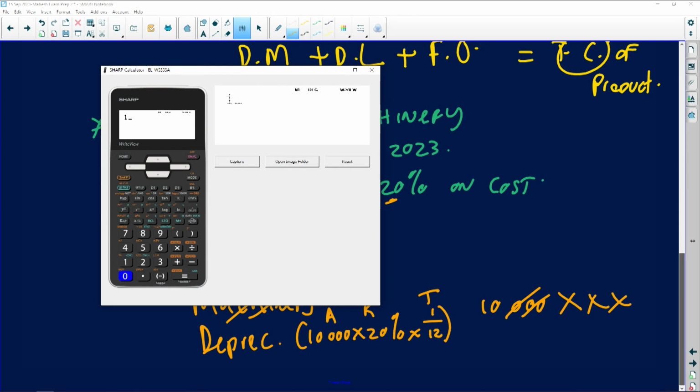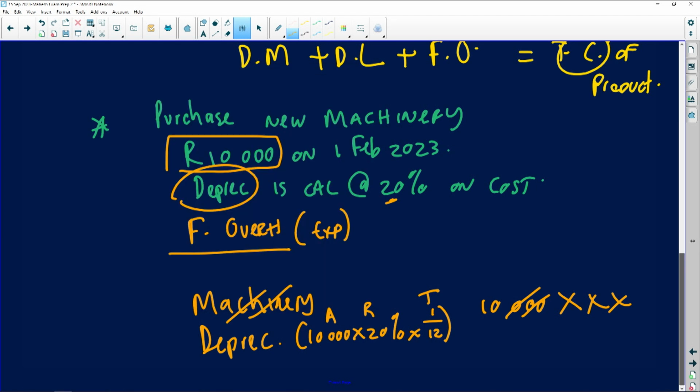Okay, so I've got 10,000 times 20%. And then divide that by 12 because it's only 1 month. I'm going to get a decimal there, right? So it's an amount of 166 Rand, and that is my depreciation, 166. Okay, so this is the amount that you are now showing in your income statement, in your note, the factory overhead note. Okay, right, I just wanted to touch on that because again, it's an error that students make, and it's important that you guys don't make this error.